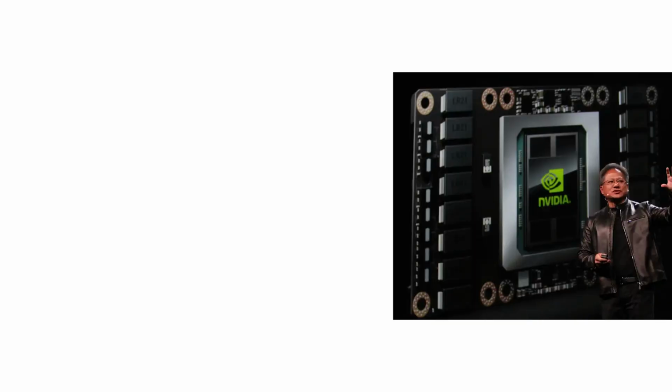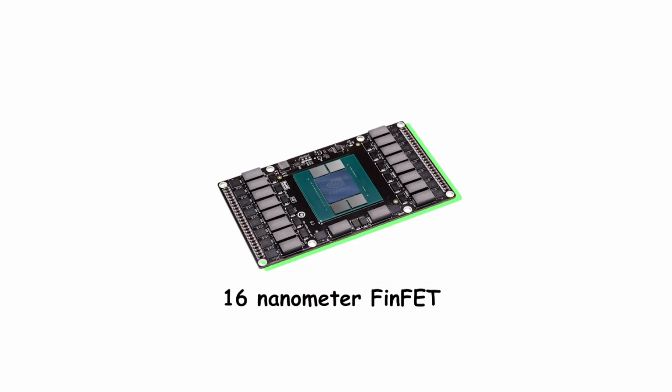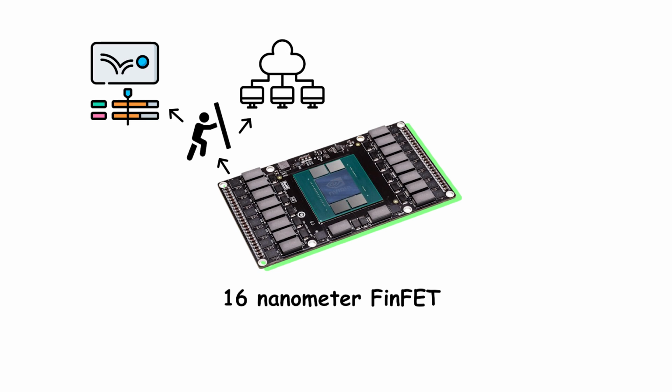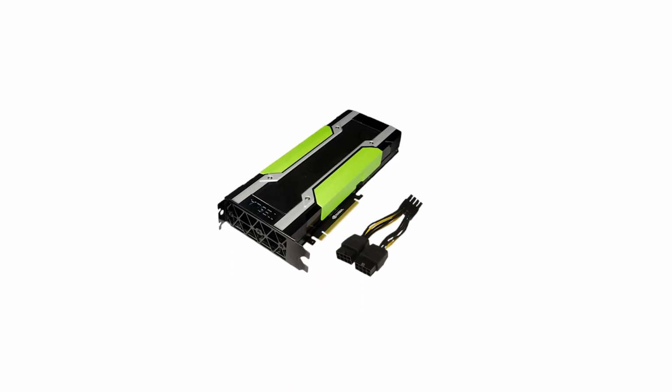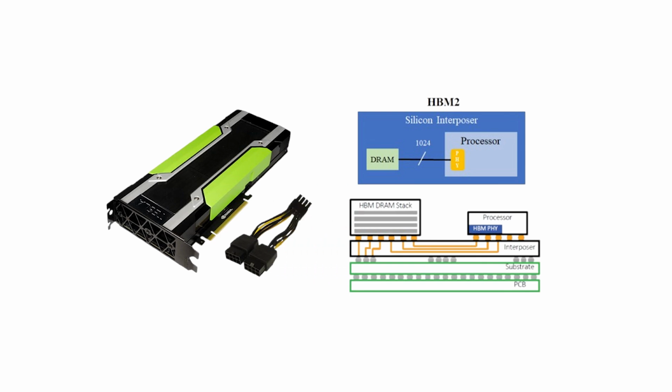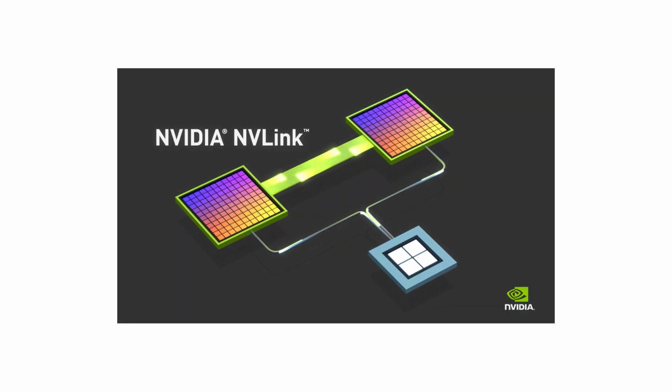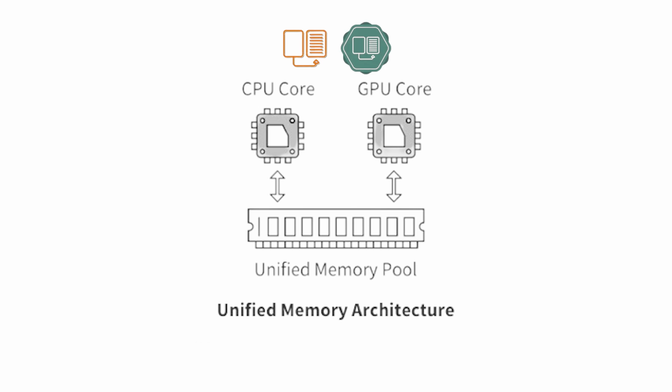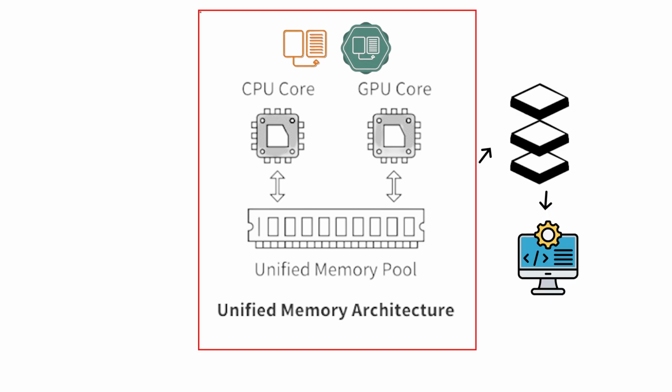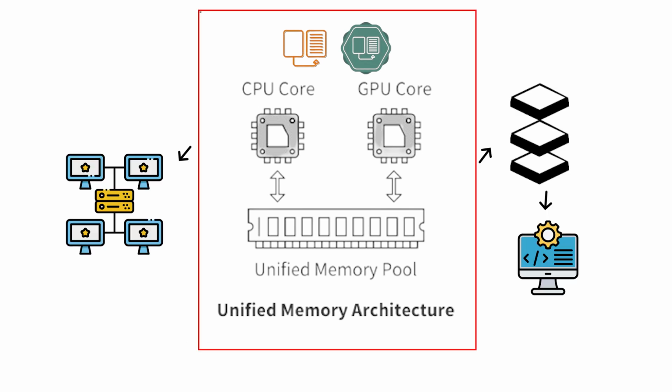Pascal, 2016 to 2017. Pascal moved to 16-nanometer FinFET manufacturing and pushed both graphics and compute forward. The data center Tesla P100 combined HBM2 memory, NVLink high bandwidth interconnect, and unified memory with page migration, making very large data sets easier to program and faster to move between the central processor and the graphics processor.